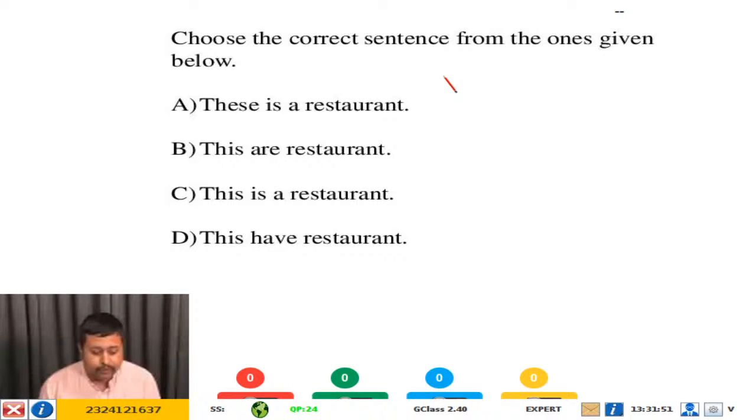All right. So now choose the correct sentence from the ones given below. The answer is option. Very good. Is it A? No. This is option C. Okay. So the answer is option C.